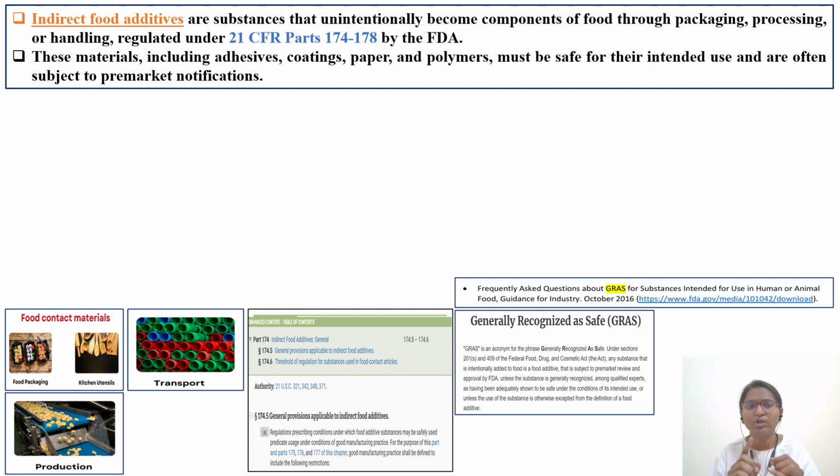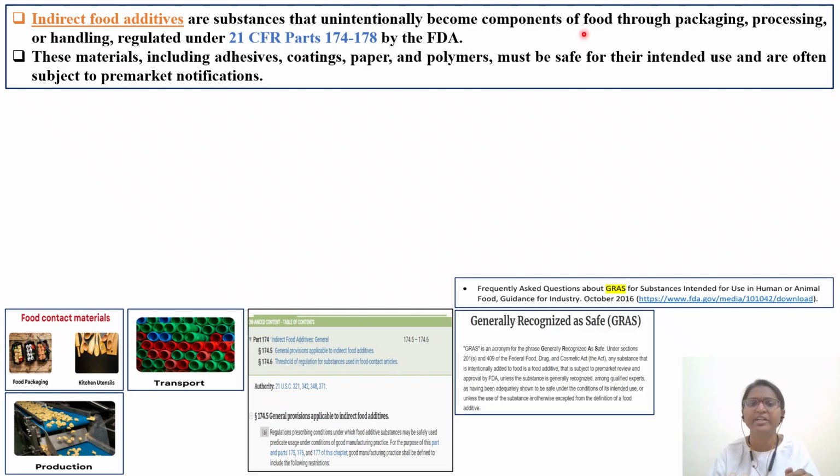Now we'll see the question. The question was about indirect food additive. So we'll read something with respect to indirect food additive, what it is. Indirect food additives are substances that unintentionally become components of food. Initially, they do not have any nutritional value. They were not added for a purpose.